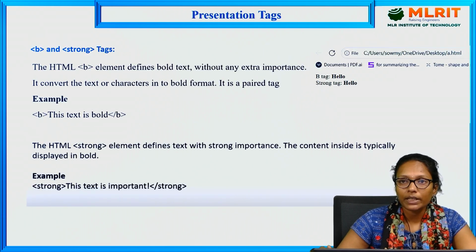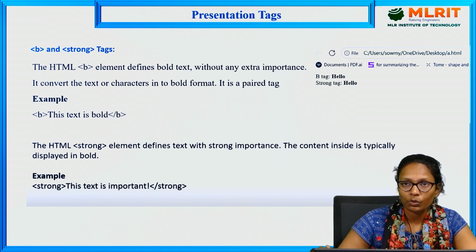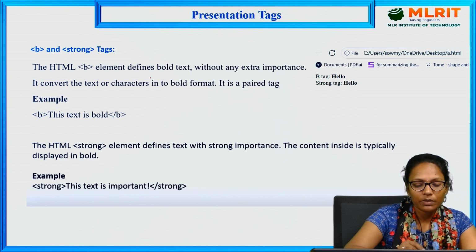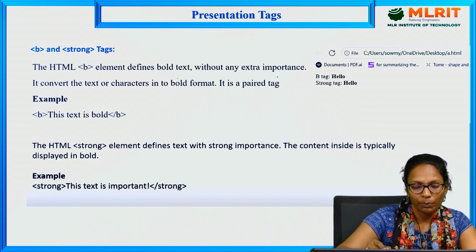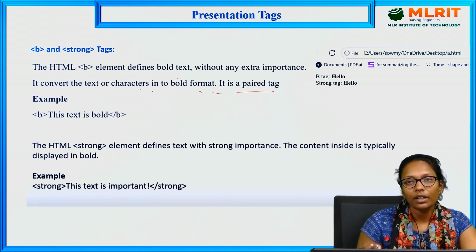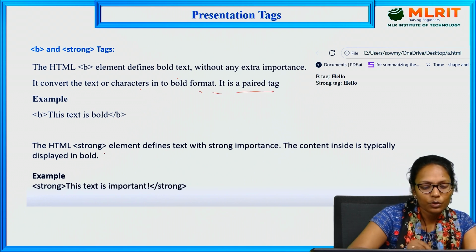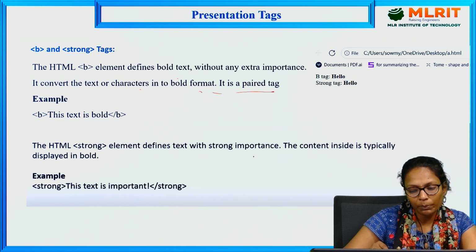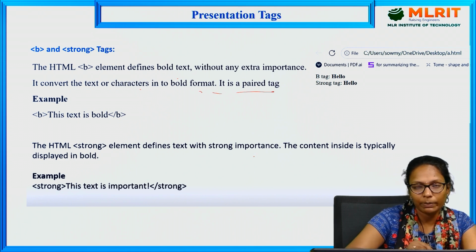So next is the B tag and strong tag. The B tag is a bold tag. A strong tag is also similar to that. The HTML B element defines bold text without any extra importance. It converts the text or characters into bold format. It is a paired tag, of course. So the B tag is used to display the text in bold, whereas the strong element defines the text with strong importance, and the content inside is typically displayed in bold.